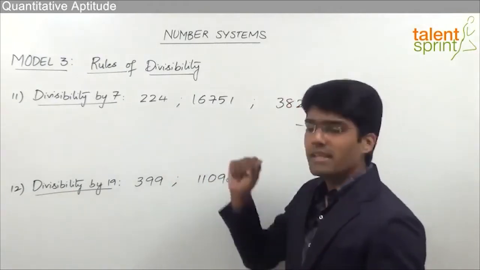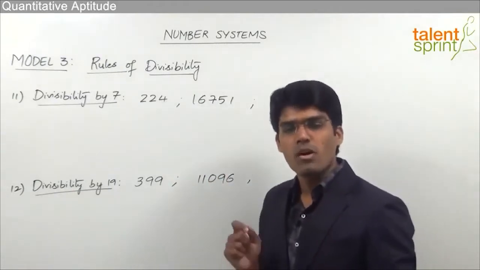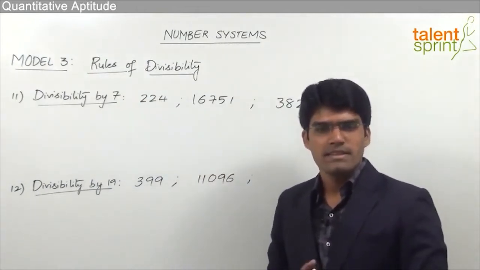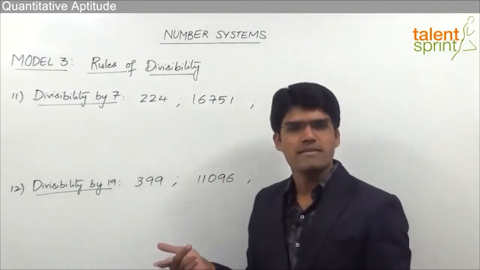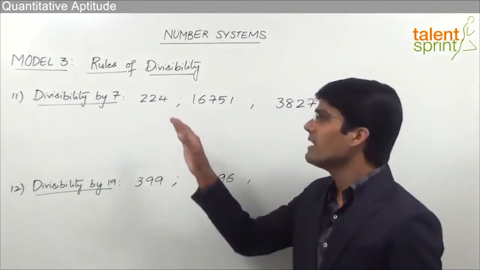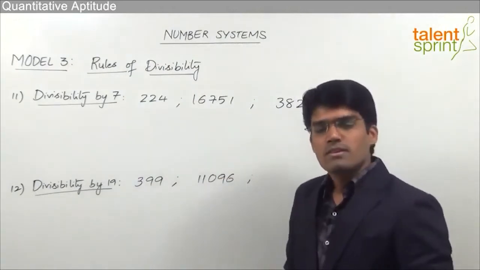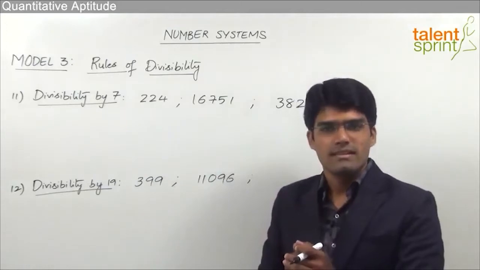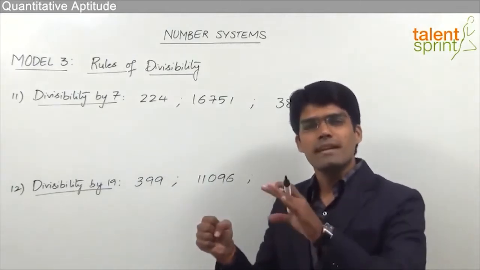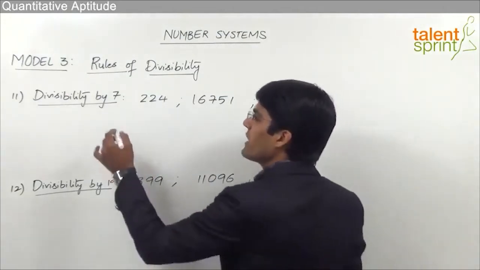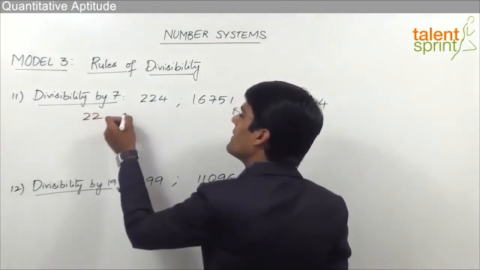For example, here the given number is 224. Now how to check whether the number 224 is divisible by 7 or not? See, as such we know that 224 is 7 into 32. That's an easy example, but to understand the procedure, let us start with a simple one. So as I have mentioned, what we need to do here is break the number into two parts. That means the units place should be separated from the remaining part of the number. So if we separate the units place from 224, we get 22 and 4.